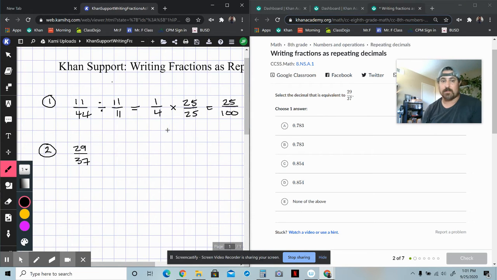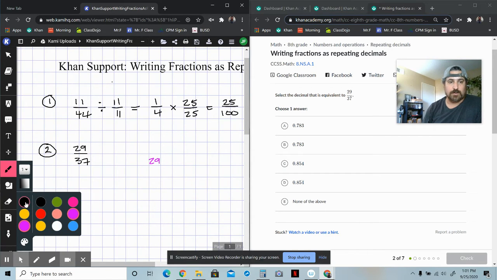So when you're doing this problem, you're going to just do top divided by bottom, because I don't see anything I can multiply the 37 by to get a place value like 10, 100, or 1,000. And I don't see anything I can divide top and bottom by that's a common factor of both 29 and 37. So that means that you're just going to say, all right, the top number goes inside, the bottom number goes outside, and you're going to do your division. So add your decimal and do your math.